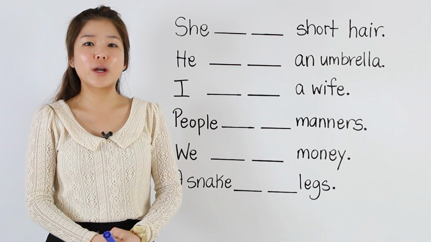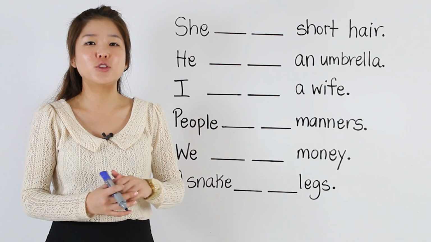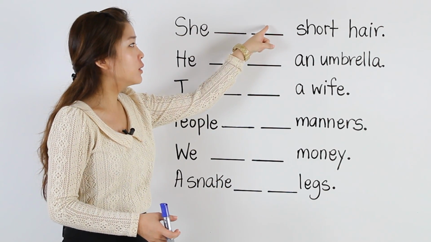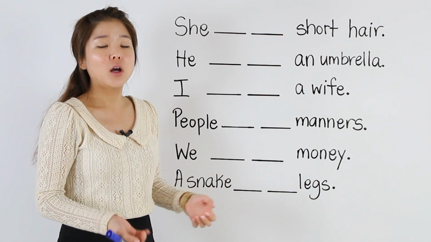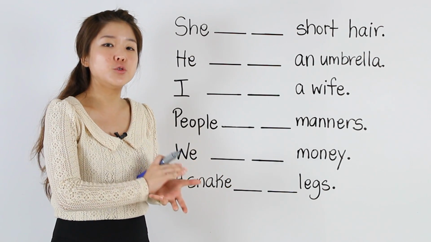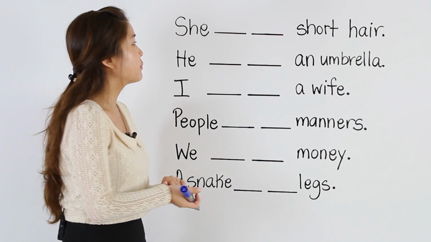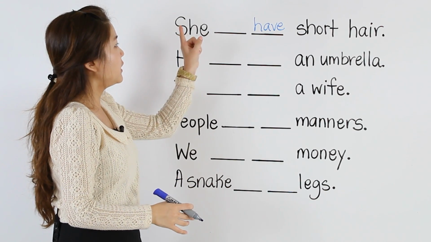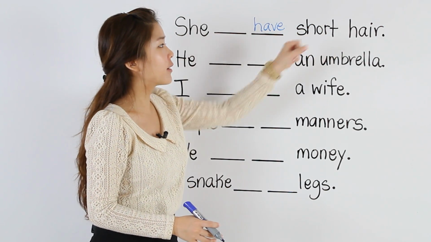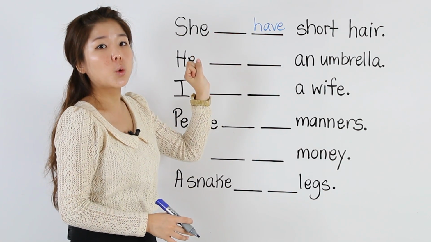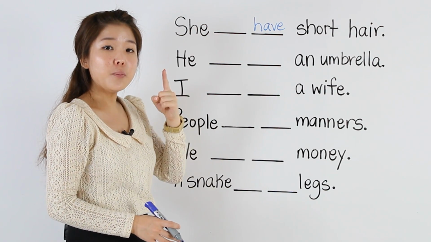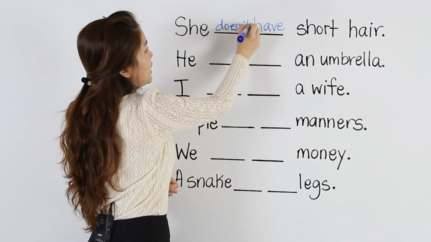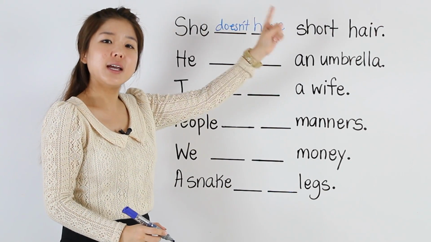Now let's try this practice with the negatives doesn't have and don't have together. Now this is a little easy because we know that the second word is have. All you have to think is, should we use doesn't or don't? Okay, so I'm just going to put have here first. Okay, she blank have short hair. Should we use don't or doesn't? If you remember, for she, we use doesn't. She doesn't have short hair.